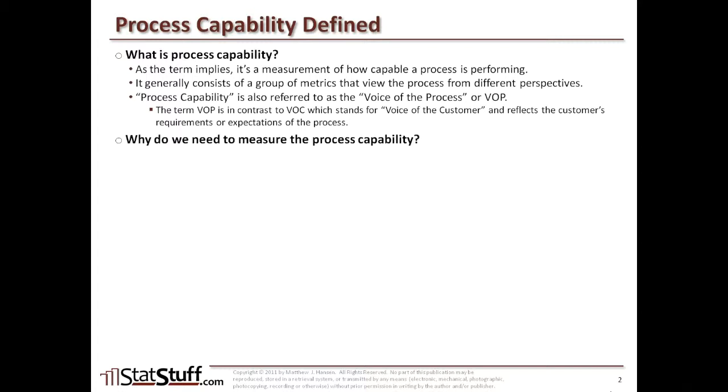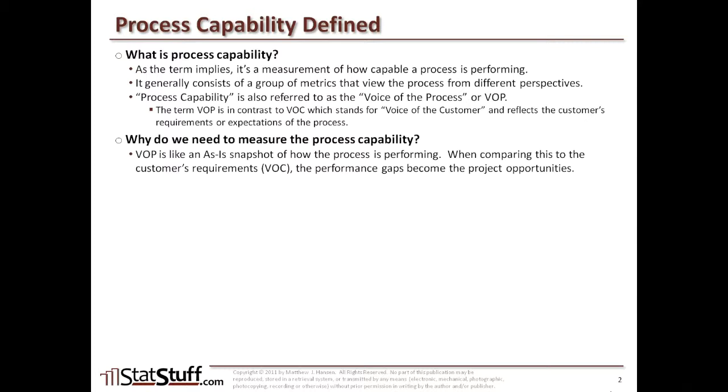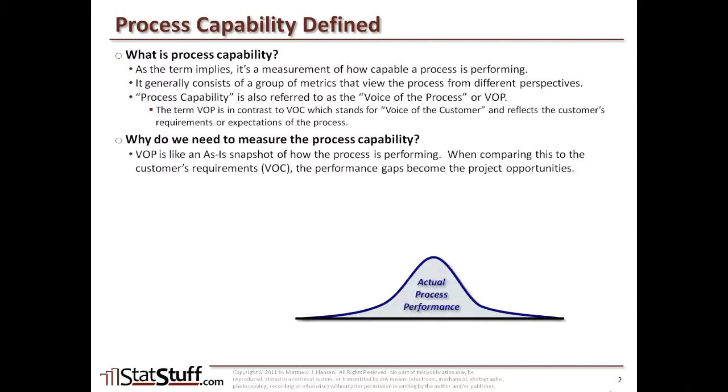So why do we need to measure the process capability? Well, VOP is like the as-is snapshot of how the process is actually performing, the true performance it has. When comparing this to the customer's requirements, that is what the customer wants or expects, then the performance gaps between what the customer wants and where a process is actually performing, those become the project opportunities. So let's illustrate that a little bit.